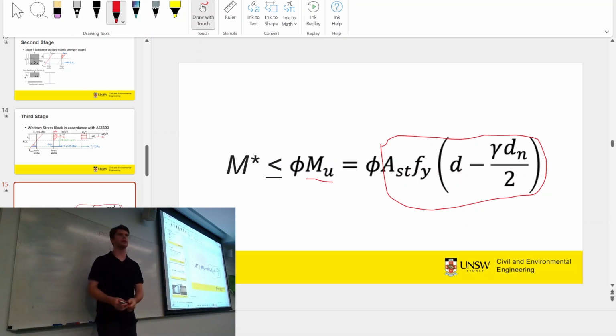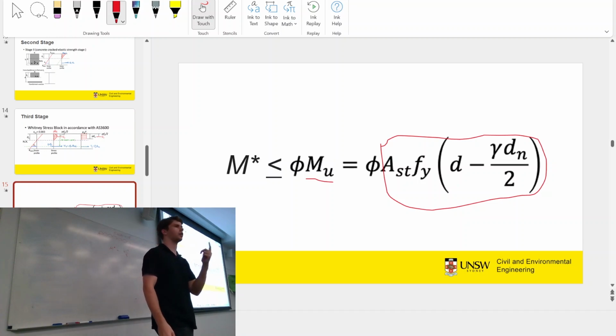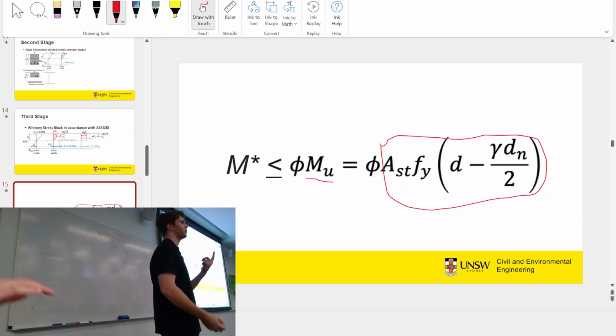Anyone have questions about that? So that's flexural analysis. That's all beams bending, right? So that's the first check you have for checking concrete strength, beam strength.